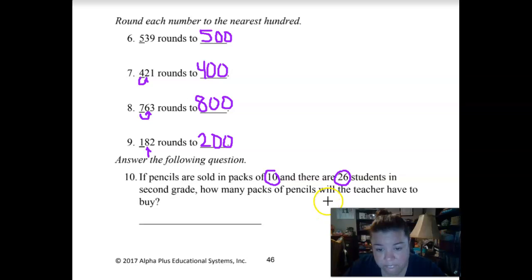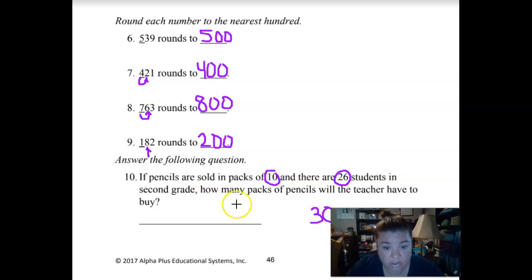Okay. So I have 26. 6 is more than 5. So that means that it'll go up by 1, and then the 6 will turn to 0. So there are about how many students in this class? There are about 30 kids.